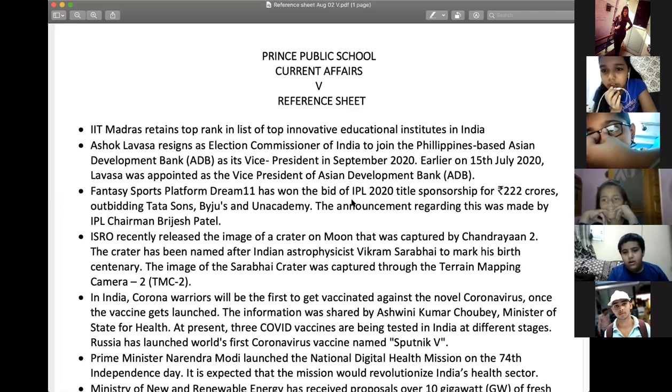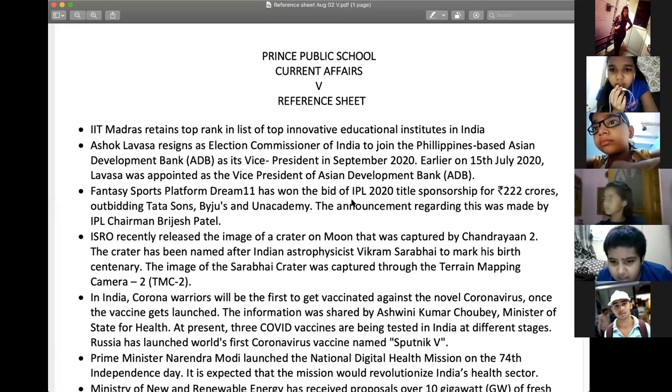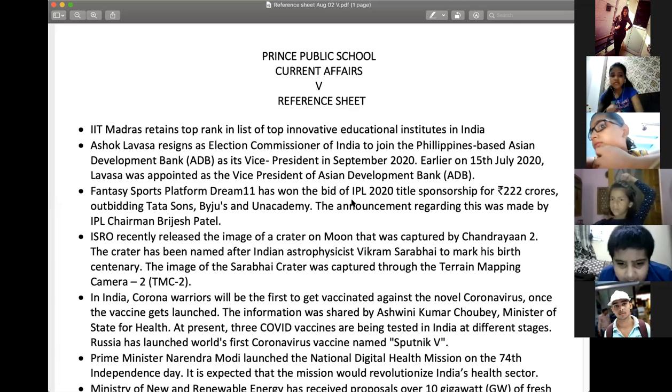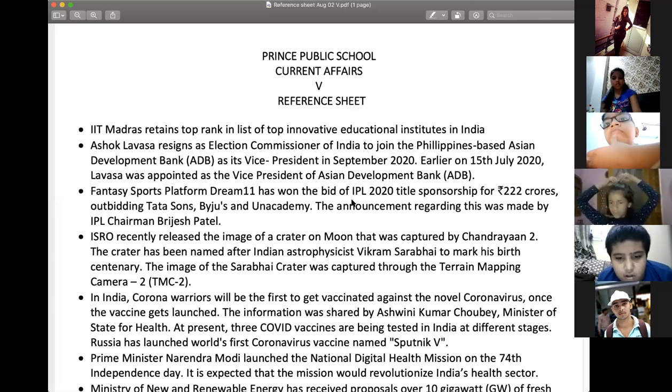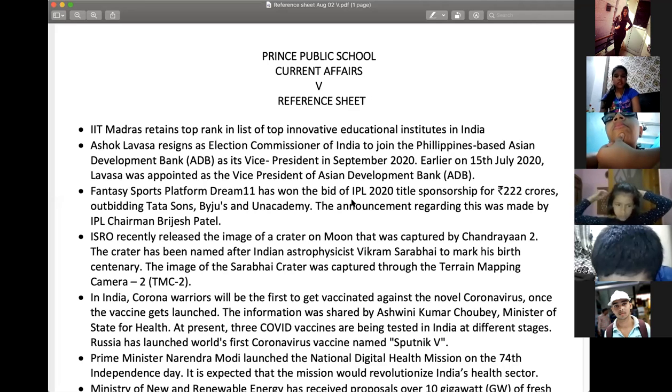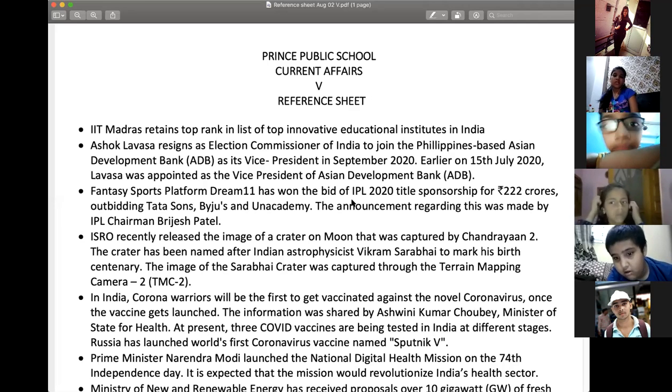Early on 15th July 2020, Lavasa was appointed as the vice president of Asian Development Bank ADB. Now what is happening? The election commissioner, that is who looks after the elections in India, he resigns. Ashok Lavasa, his name is Ashok Lavasa, to join the Philippines-based Asian Development Bank as a vice president in September.